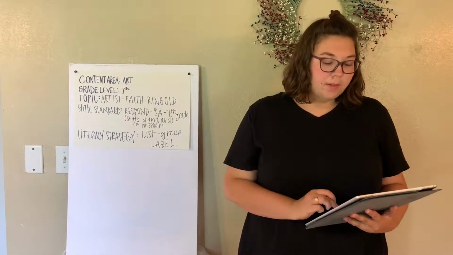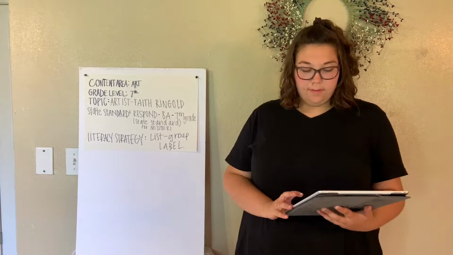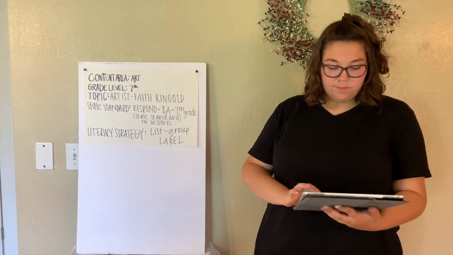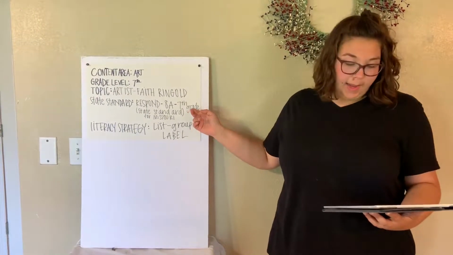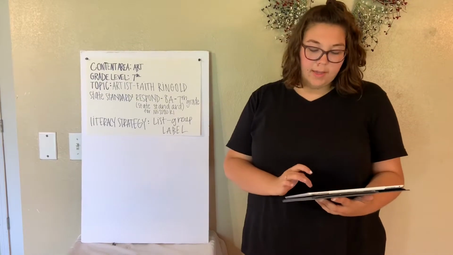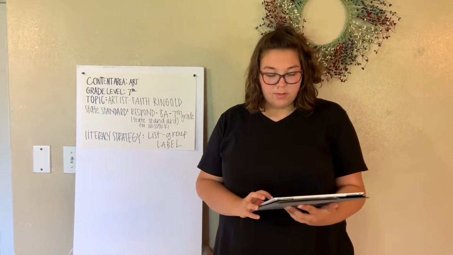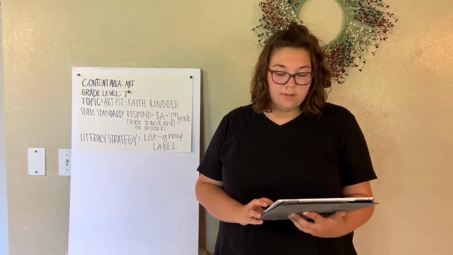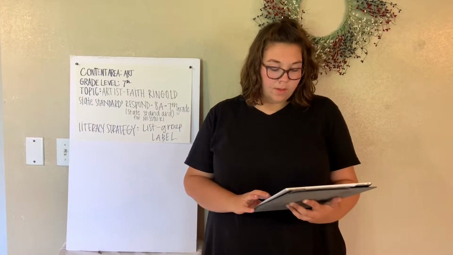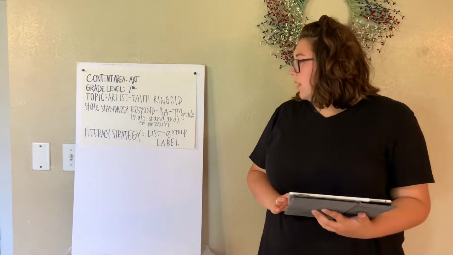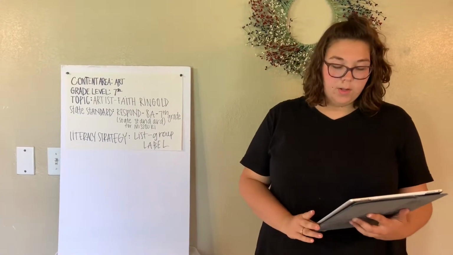For this lesson specifically, I will be demonstrating the List Group Label strategy in the context of a 7th grade art classroom. I will be using the Missouri Visual Arts State Standard Respond 8A for 7th grade, which says, interpret art by analyzing art-making approaches, the characteristics of form and structure, relevant contextual information, subject matter, and use of media to identify ideas and mood conveyed. The topic I will be giving my students is the artist Faith Ringgold, specifically using her quilt Tar Beach No. 2.